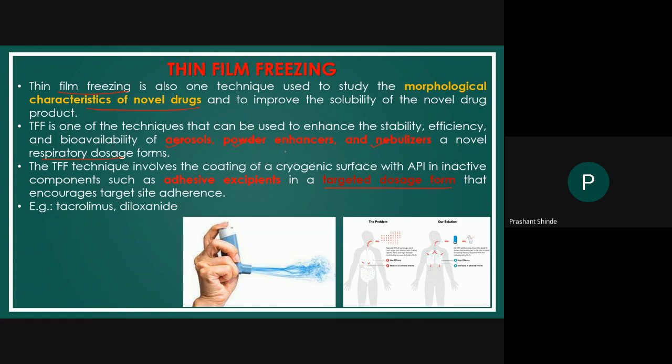Now, they are used for the preparation of aerosol powder enhancers and nebulizers in the sense of increasing the solubility of your product, or we can say decreasing the particle size. And in the preparation of targeted dosage forms, this freeze drying technique is basically used to increase the adhesiveness of your material. For example, consider one of the drug molecules, tacrolimus. This tacrolimus drug is basically used in implant surgery. What is the action of this tacrolimus drug? Basically, it will increase the acceptance of your normal tissues or cells with your implant. So that means this tacrolimus can be used as a targeted dosage form.